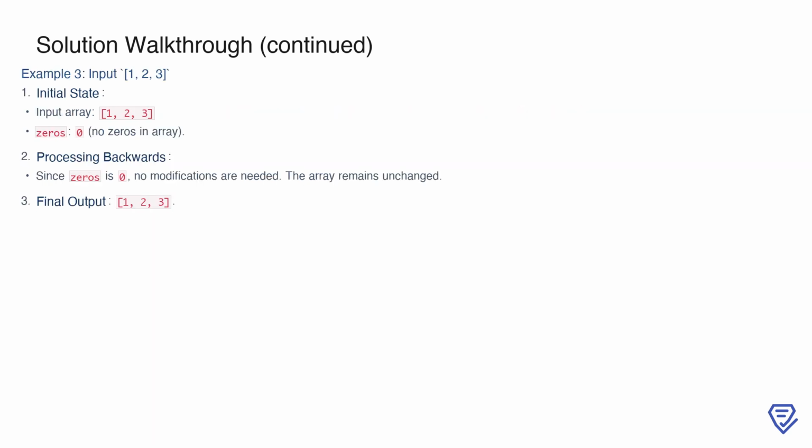In example 3, the input array is 1, 2, 3. Since there are no zeros in the array, the count of zeros to be duplicated is 0. In this case, no processing is necessary because there are no zeros to duplicate. The array remains unchanged, so the final output is 1, 2, 3. This demonstrates that the solution handles arrays without zeros efficiently, skipping unnecessary computations.